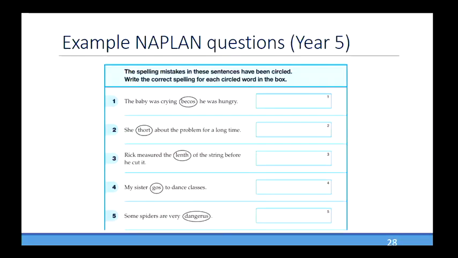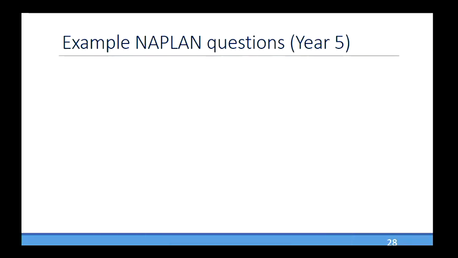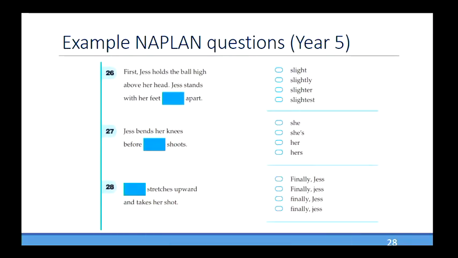Now here's an example of some Year 5 questions. So this is about the spelling. Now we identify the spelling error, but they've got to actually give the correct spelling. I'm not going to write answers here. I'm hoping you could actually do these ones. If you can't, I would be really worried. Let's have a look at this one.